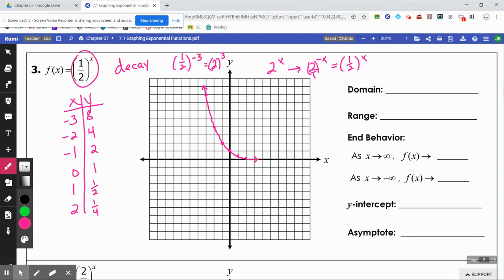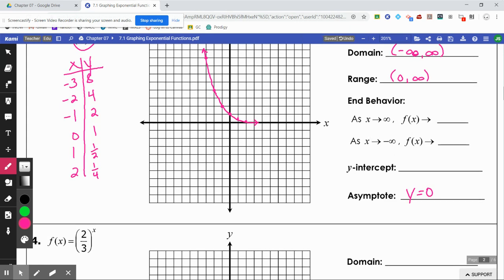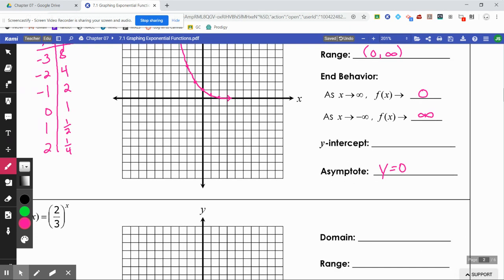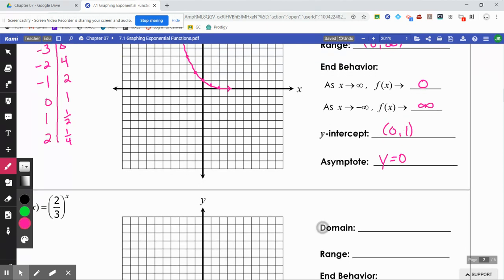You have the exact same asymptote line there at y equals 0, your x-axis. Your domain, again, you can plug in any values that you would like. And as you plug those values in, your range values are still from 0 to infinity. Notice I don't include 0 because that's my asymptote line. It doesn't touch it. As we go to the right, my graph levels out to that 0. As we go to the left, my graph grows upward. My y-intercept, again, when I plug in 0, I get 1, so my y-intercept is going to be (0, 1).